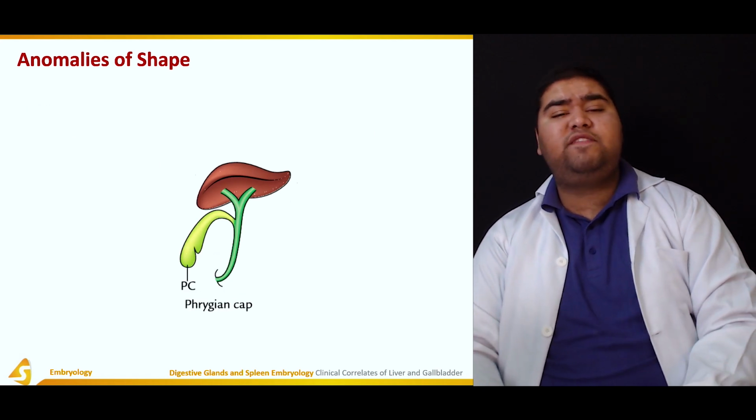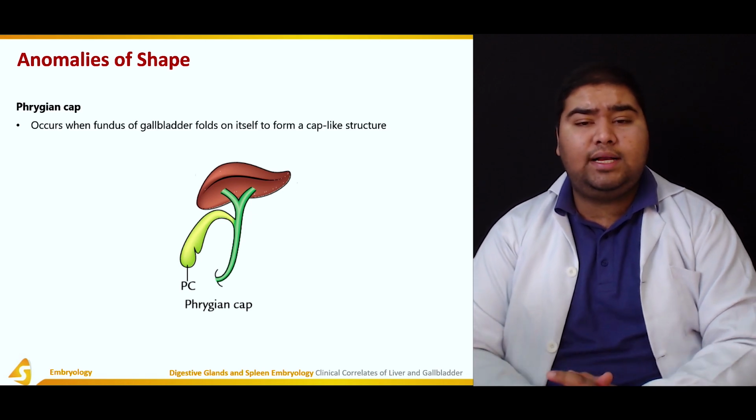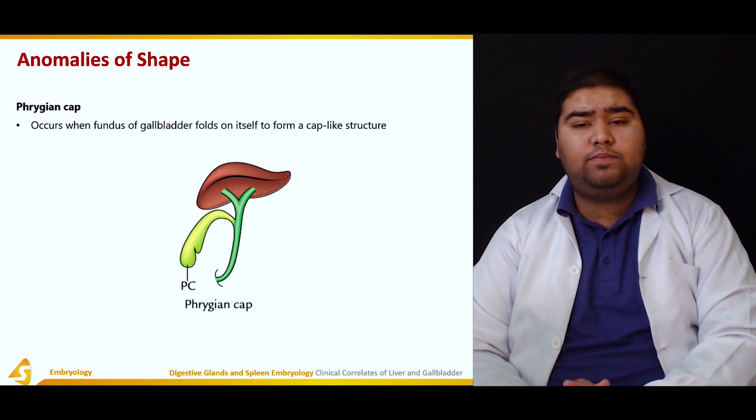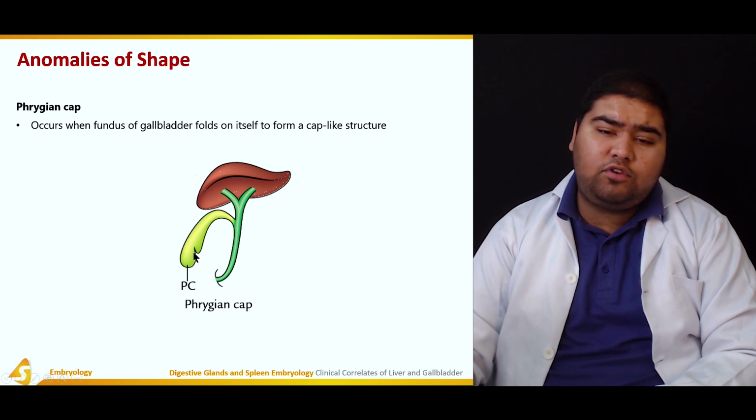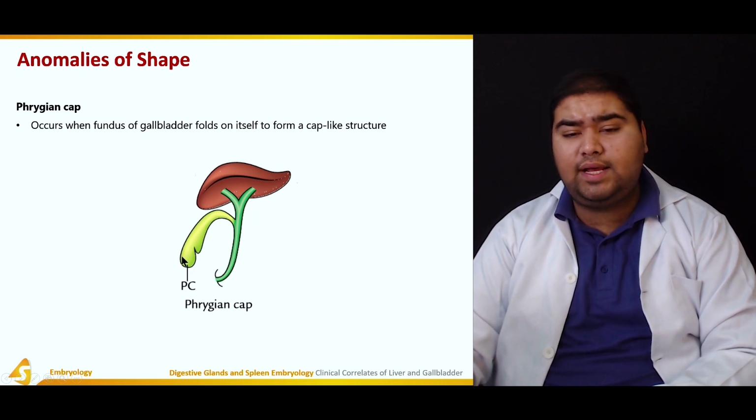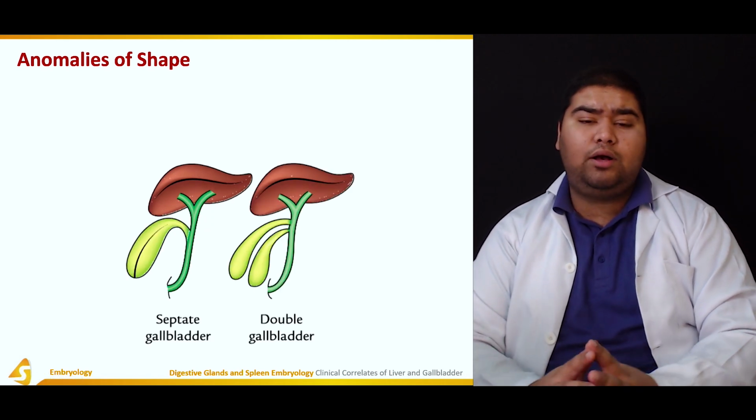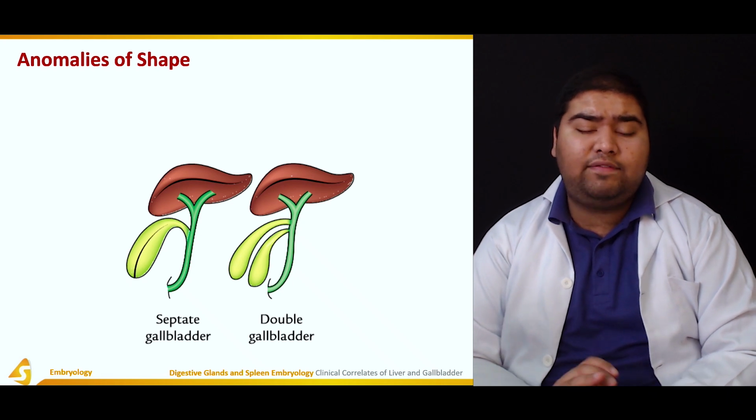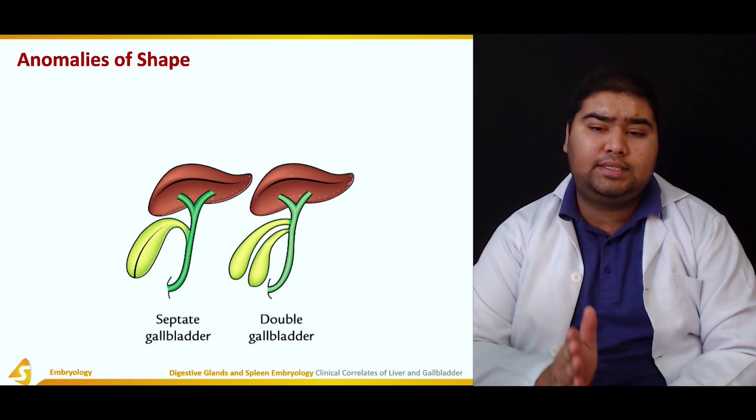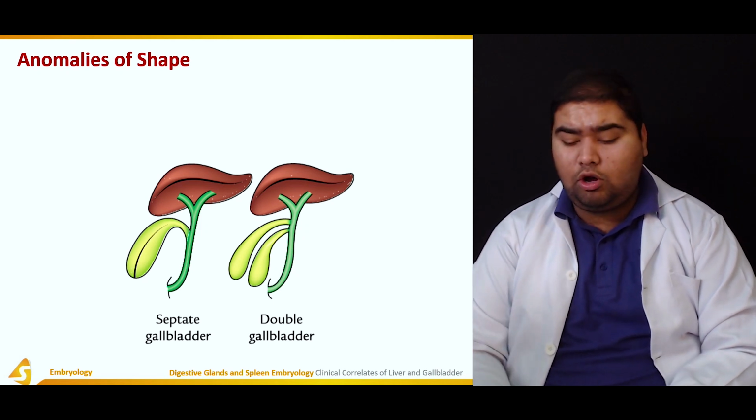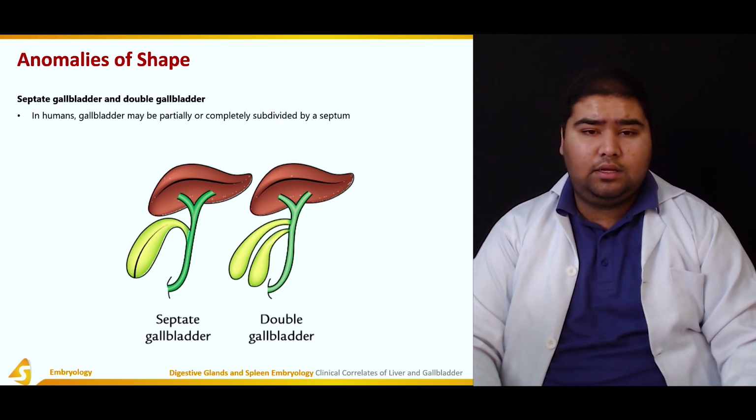So what is a Phrygian cap? We are still talking about the anomalies of shape. It occurs when the fundus of gallbladder folds upon itself to form a cap-like structure. Here you can see the fundus of gallbladder is folding upon itself and it forms a cap-like structure. This is known as the Phrygian cap. The gallbladder can have a septum in it, or there could be two separate gallbladders if the septum completely divides the gallbladder. So we can have a septate gallbladder and a double gallbladder.